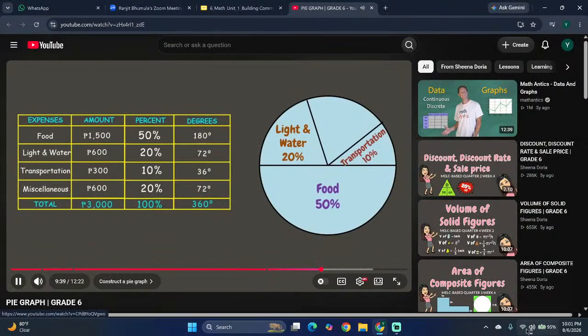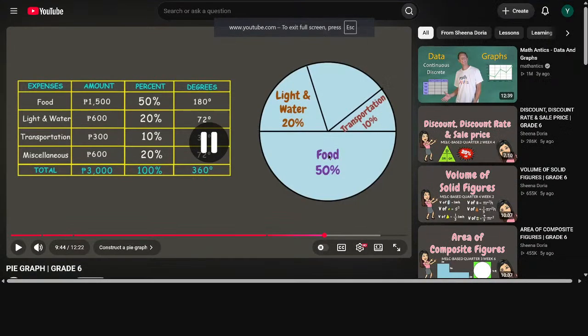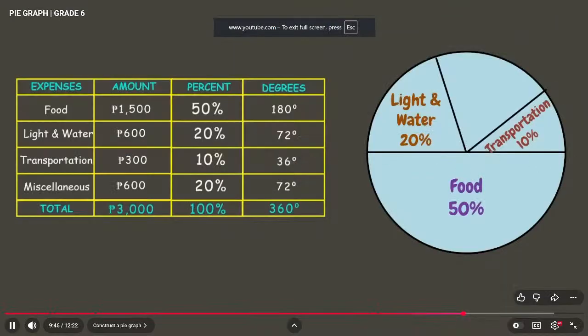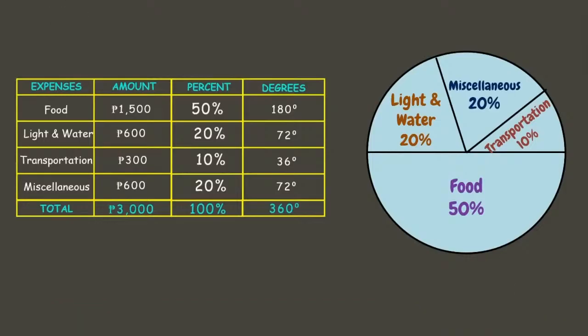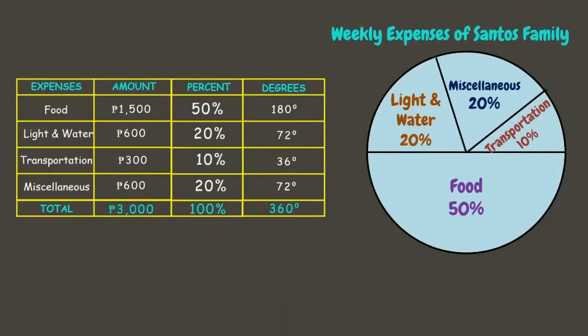Lastly, we have the miscellaneous, which is 20% or 72 degrees. Since we have one last left, the remaining part of the pie graph will automatically be the miscellaneous, which is 20% or 72 degrees of the circle. Great job! Now for our final step, don't forget to write the title. The title of this graph is Weekly Expenses of Santa's Family.